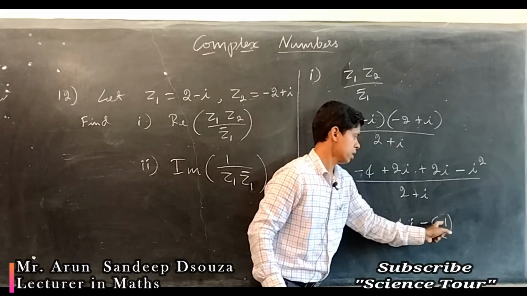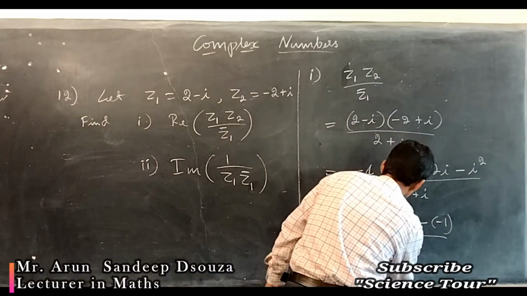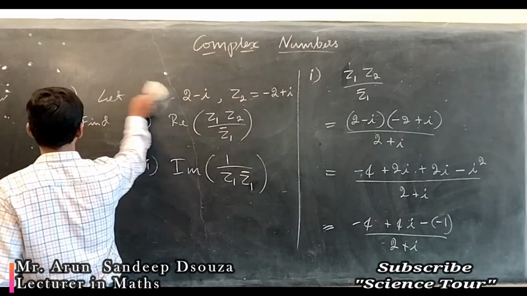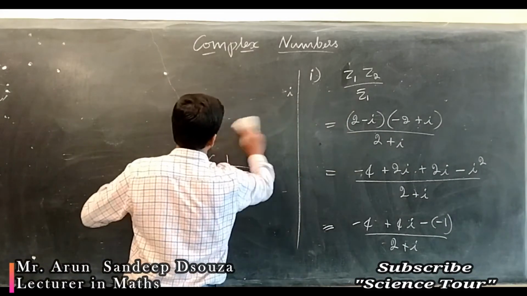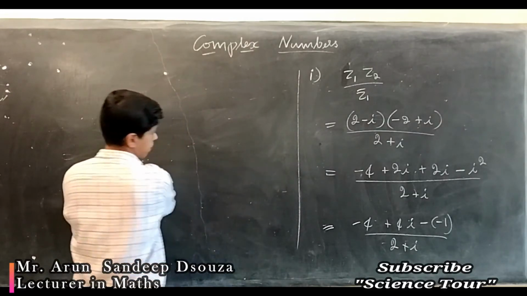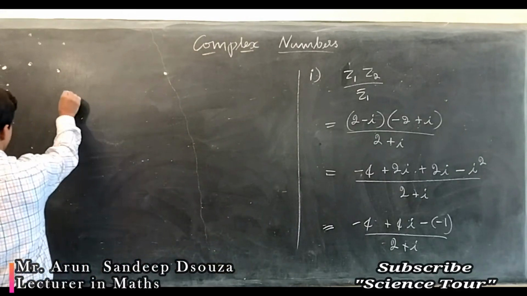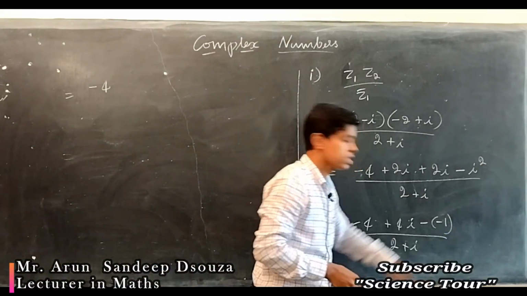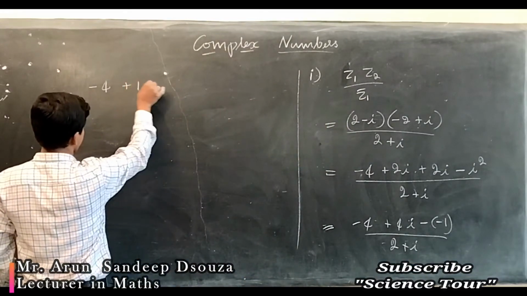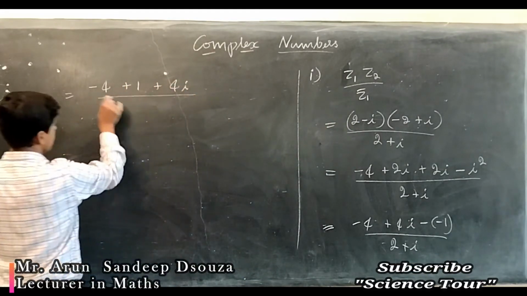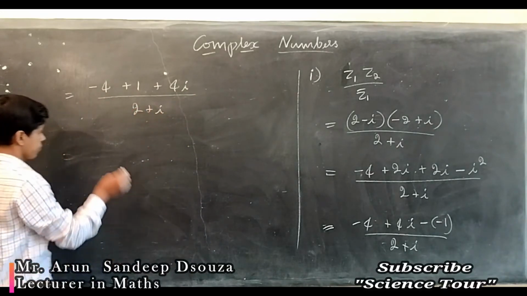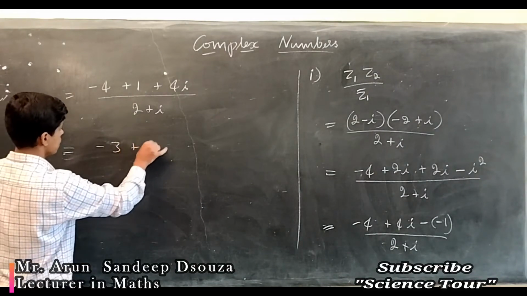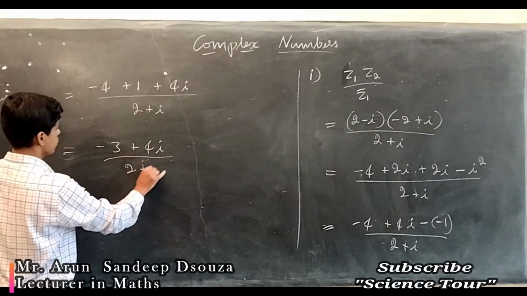So i square, in place of that, minus 1 should come. So this is 2 plus i. Okay, so that is 2 plus i. Next, minus 4, and this is minus and minus is plus 1, plus 4i divided by 2 plus i. Okay, so now minus 4 plus 1, minus 3 plus 4i divided by 2 plus i.